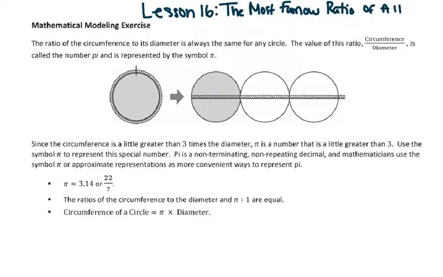modeling exercise. Now throughout this lesson, it's called the most famous ratio of all, we're going to be talking about the circumference, the diameter, and the radius of a circle. And it's important for you to understand what the circumference of a circle, what the diameter of a circle, and what the radius of a circle are. So, I would like to take a minute just really quickly to draw out two circles for you to show you the difference between the radius and the diameter.